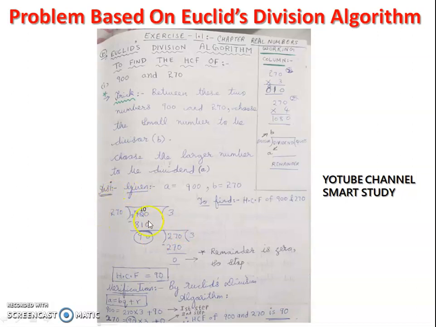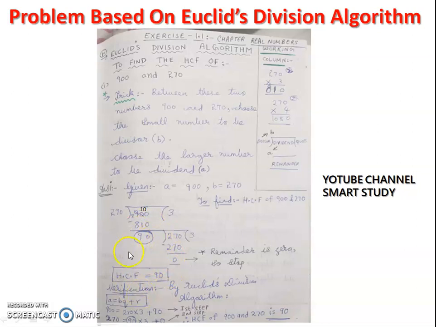So this 270 will become here 270. 90, what is 270? We know 9 times 3 is 27. So 90 times 3 is 270. Now 270 minus 270 is 0. So whenever we are getting the remainder as 0, we should stop the division. And the last divisor which I get will be my HCF. So here my HCF is 90.